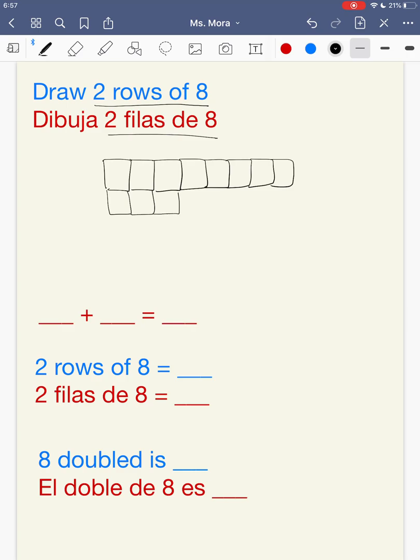1, 2, 3, 4, 5, 6, 7, 8. You guys remember there are no spaces in between my squares, okay? I've seen some of you guys drawing your arrays with a big space in between your rows, okay? This should not be there in the array, okay? There should not be any spaces in between my rows or columns.